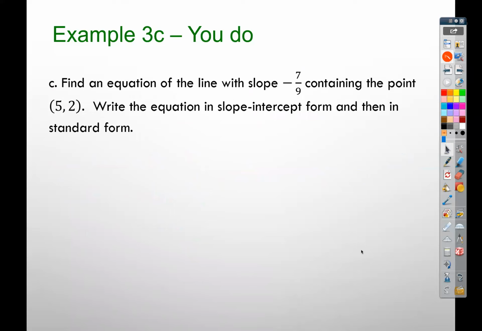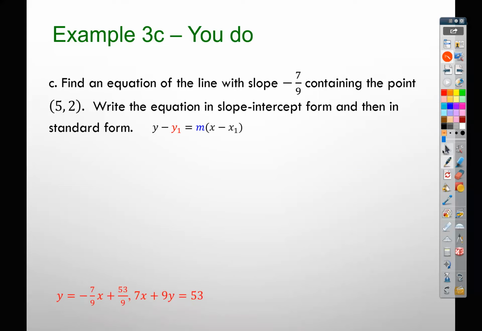Okay, now you get to try this one. So go ahead and pause the video. You're going to put it in point slope form first, and then slope intercept, and then standard. So pause. And these are your answers. So this is in slope intercept, and this is in standard.